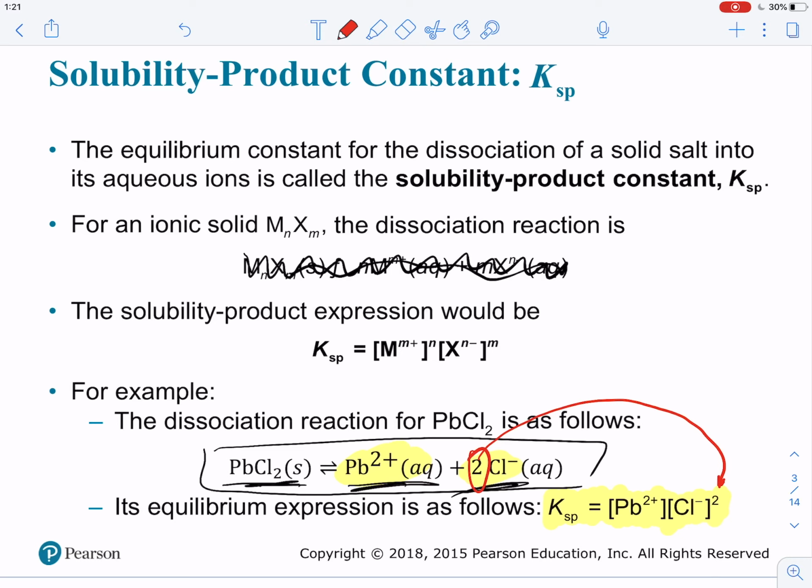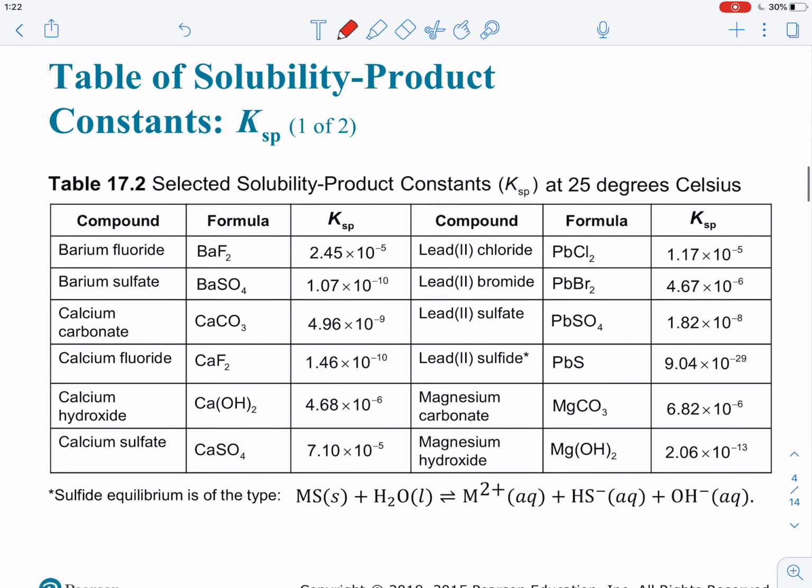Okay, so let's write that down here. We call this the solubility product. But whether you see it as KSP or equilibrium constant for the solubility equilibrium, it's just the product of the ions. That's why it's the solubility product. Okay? So some common solubility products that you might be working with are here in this table.